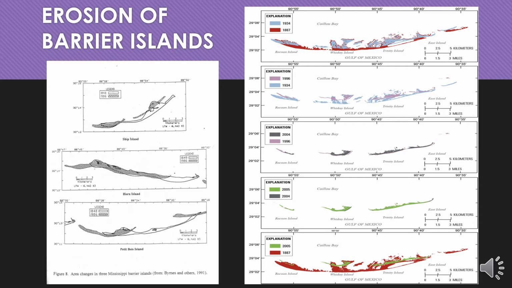You can see on the picture on the right just how much land has been lost to the sea over time. In 1887, almost all of the island was connected in some way, and by 2005, there's barely a shadow of what the island once was.